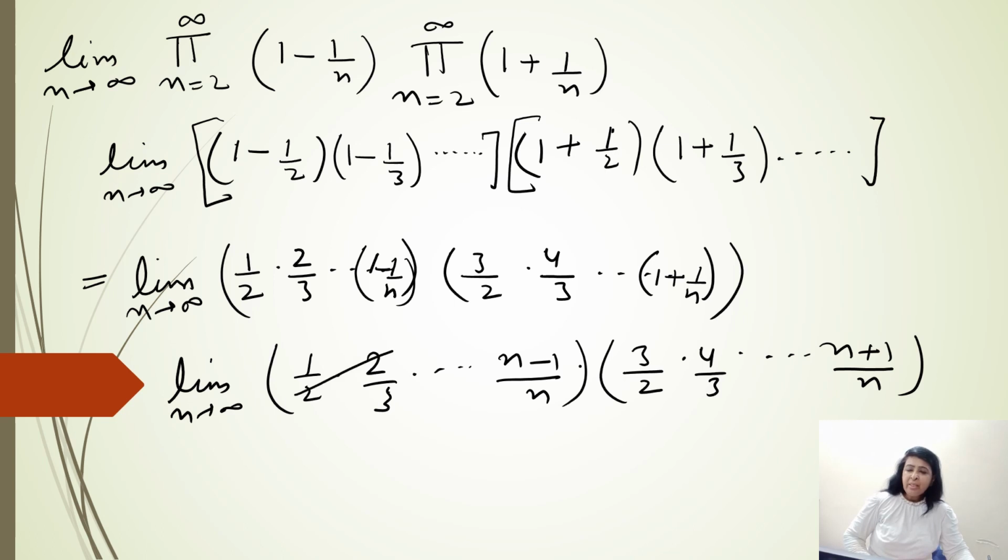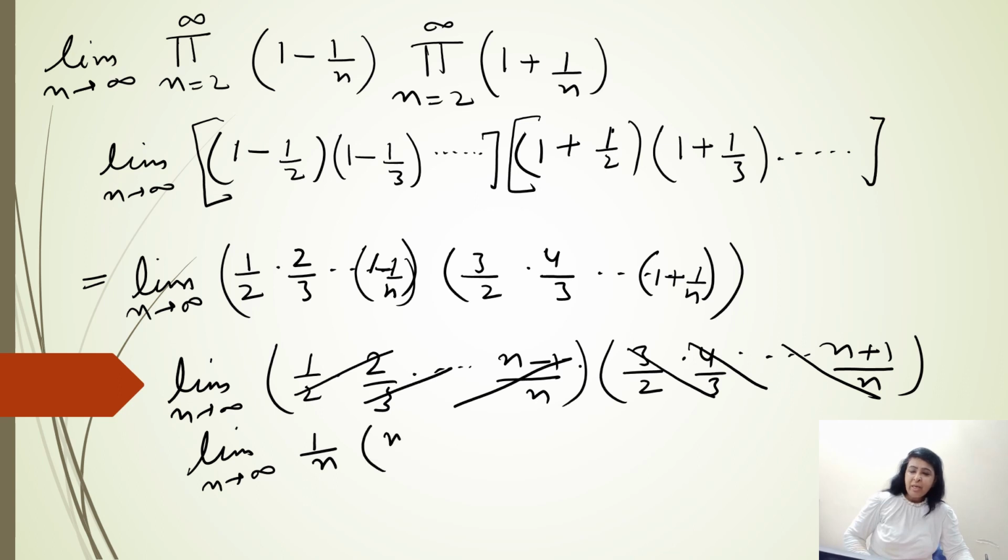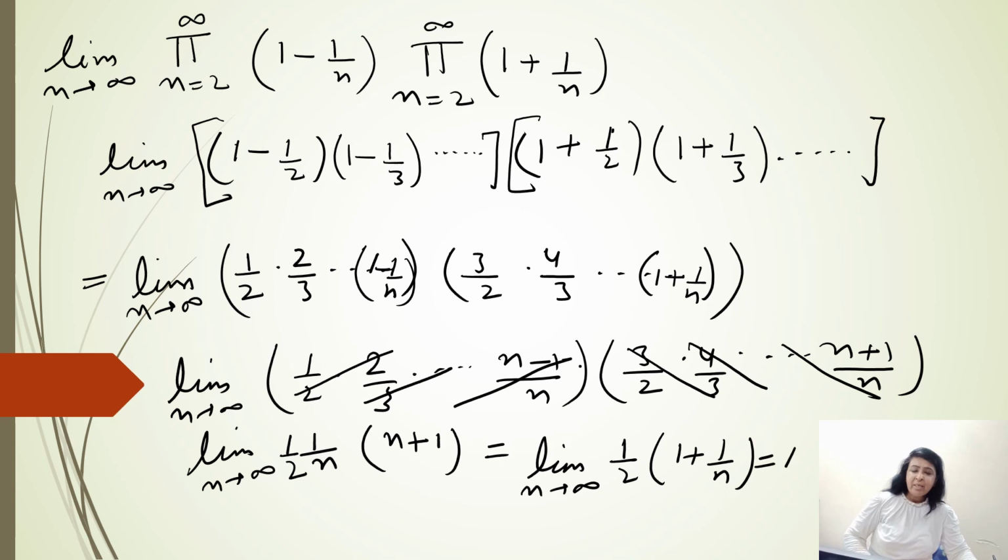Now you can see that these terms get cancelled, all these terms get cancelled, and from this side these terms get cancelled. So you are left with limit n approaches infinity, 1 by n, and then you have n plus 1, and 1 by 2 is also there. So you are getting limit n approaches infinity, 1 by 2 times n plus 1 by n. So as n approaches infinity, you are getting the result as 1 by 2. So 1 by 2 is our answer.